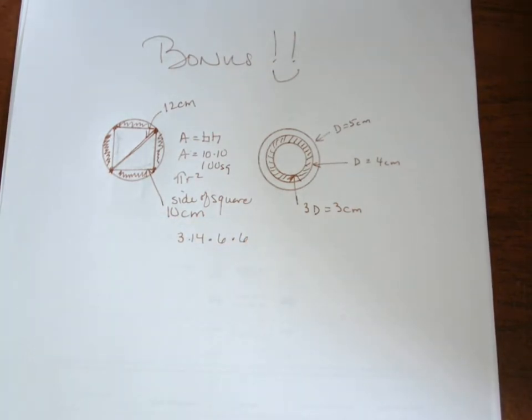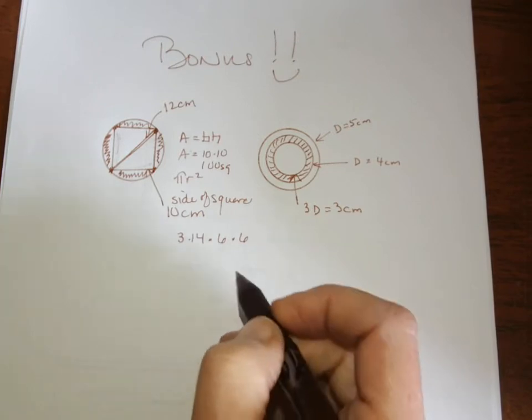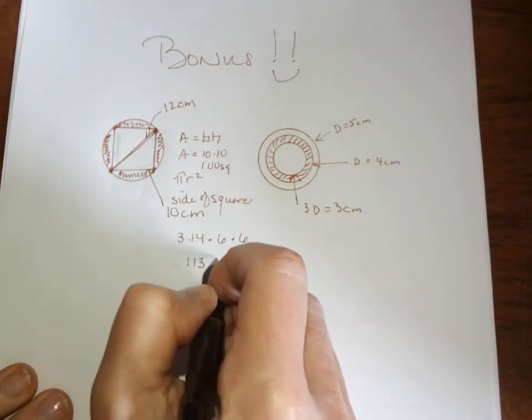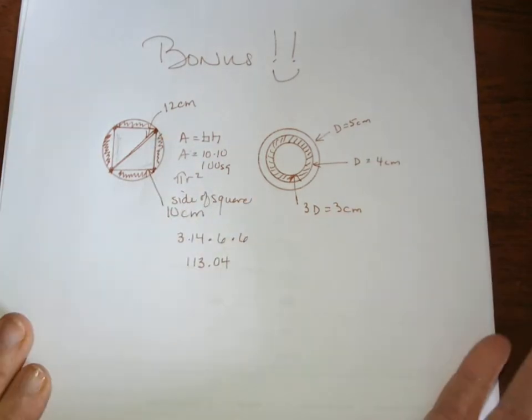And so 3.14 times 36 is 113.04. So that's the area of the circle.